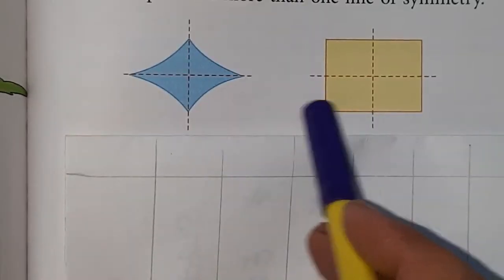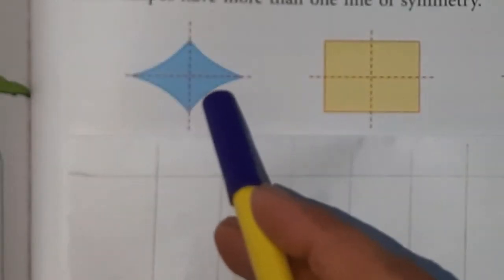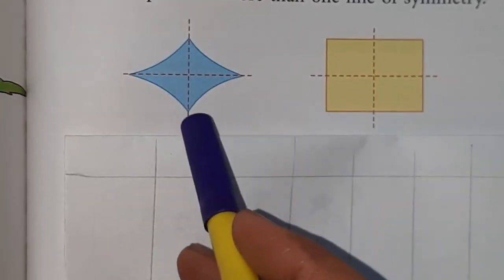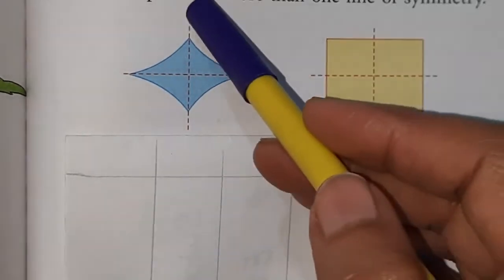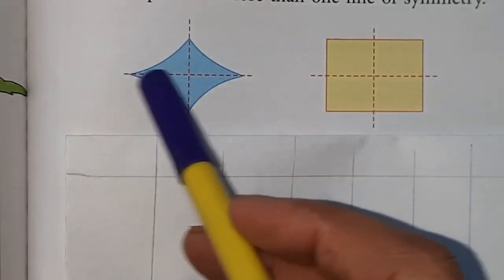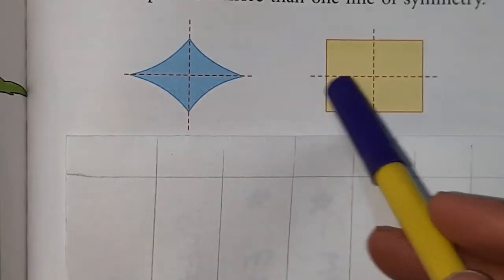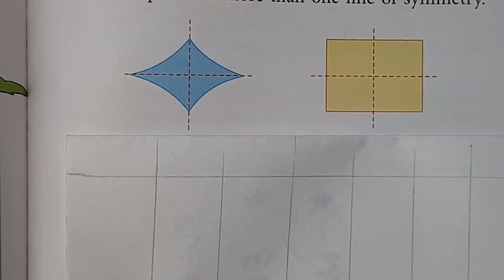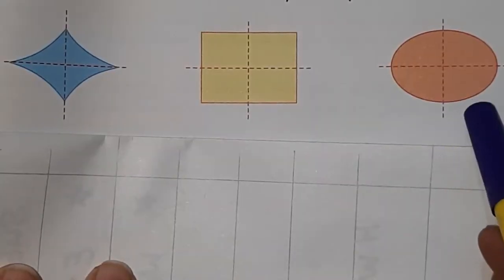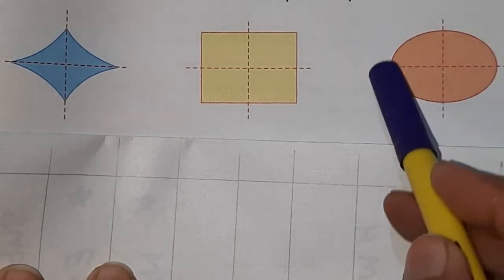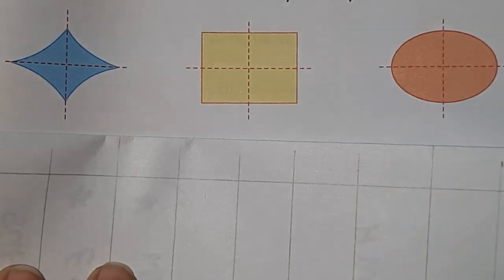Look at these figures. In these shapes, they have more than one line of symmetry. Vertical line of symmetry and horizontal line of symmetry. Here also, vertical line of symmetry and horizontal line of symmetry. See the shape. It has two lines of symmetry. The shape is not circular, it is oval. So it has two lines of symmetry. And a circle has infinite lines of symmetry.